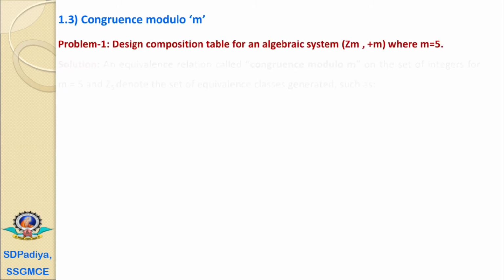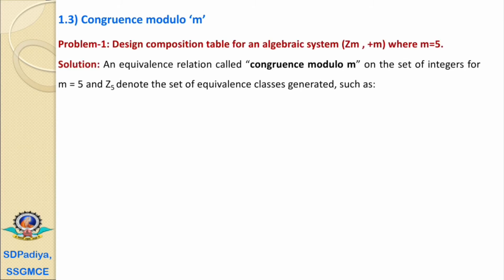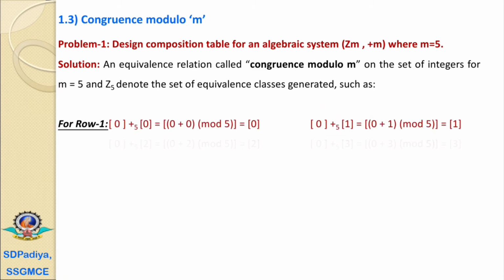Now, if we have the problem statement to design the composition table for an algebraic system Z_m, plus_m, where Z_m is a set and plus_m is an operation, that is addition, where m is equal to 5. Then an equivalence relation called congruence modulo m on the set of integers, for m equal to 5, and Z_5 denotes the set of equivalence classes generated.